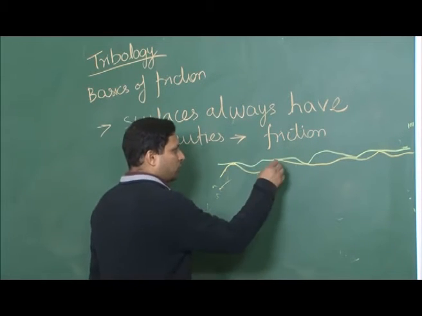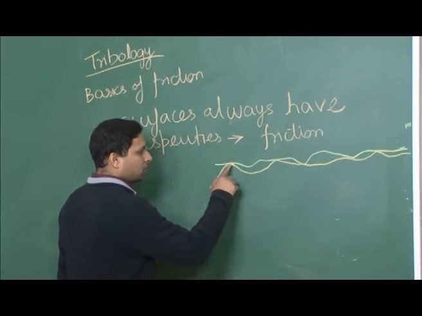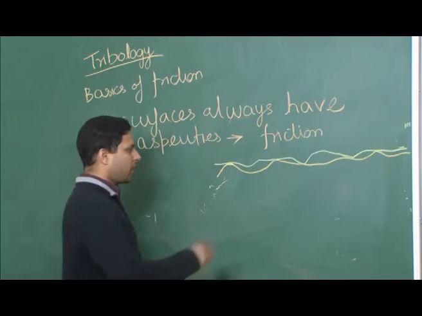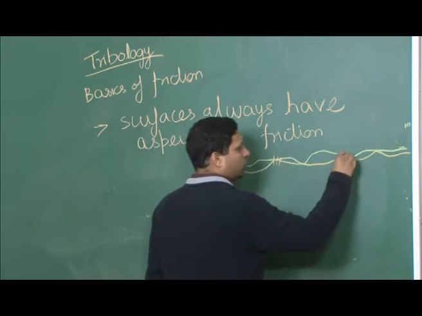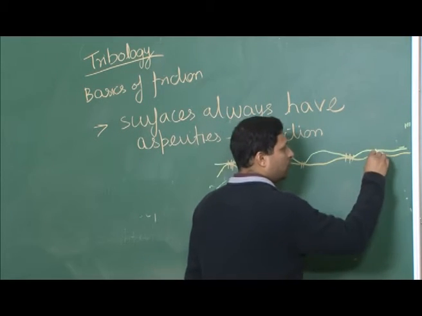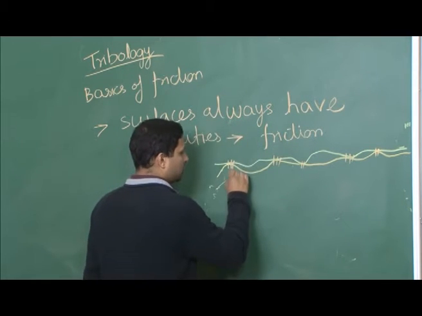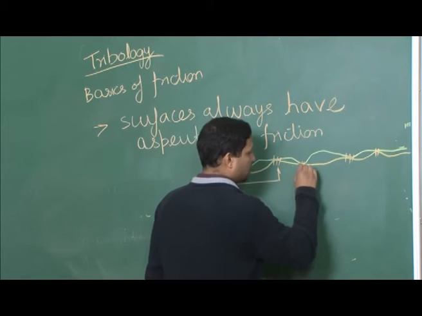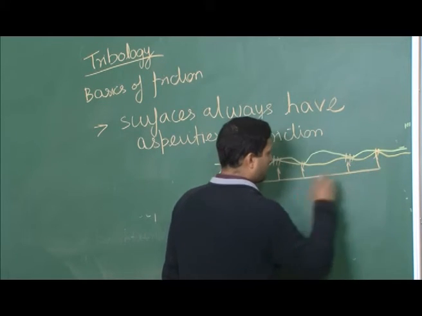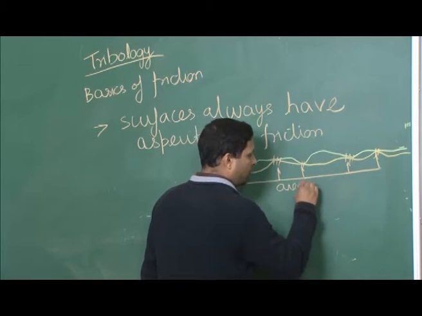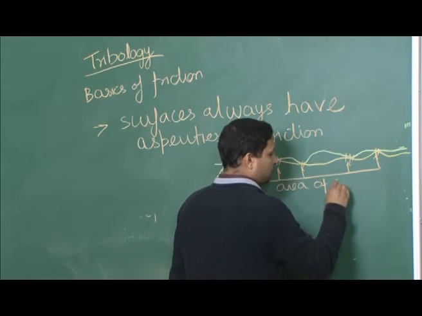Now, when you are trying to move, you are moving against these asperities, or you are trying to deform these asperities. So, the area of contact at this point is only the points of contact. This is the area of real contact.